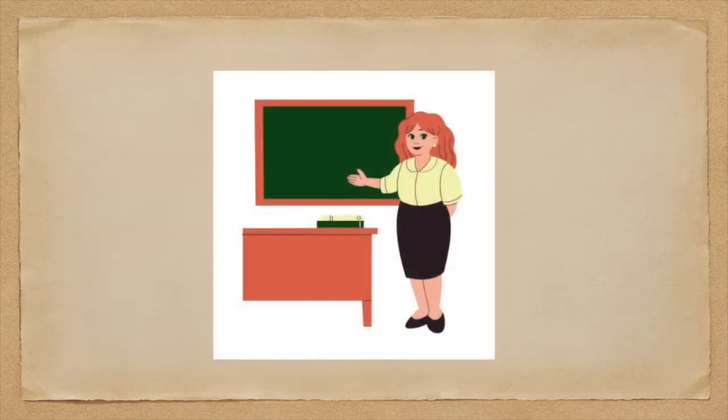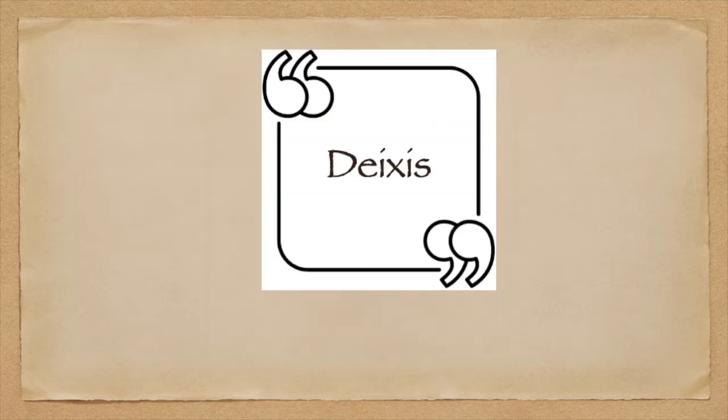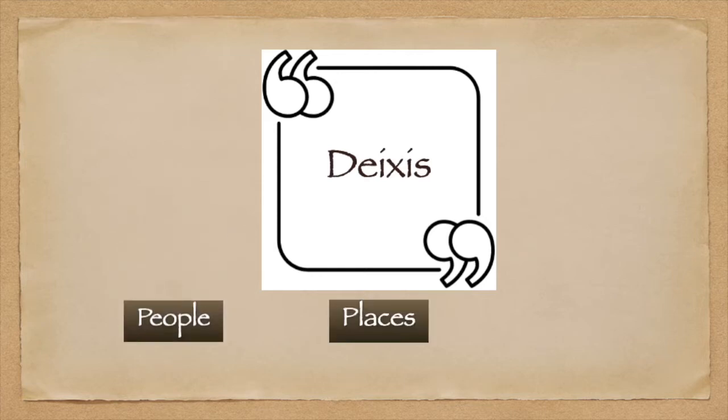There are some very common words in English that can't be interpreted if we don't know the context. Can you know the meaning of this sentence? She have to give it back to me tomorrow. Who is she and what is it? It's impossible to know unless you know the context. And these expressions are called deixis. It's a Greek word which means pointing. We use deixis to point to people, places, and times.